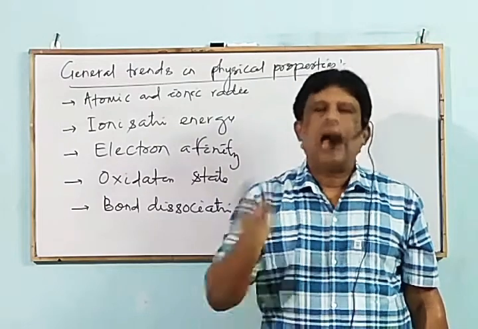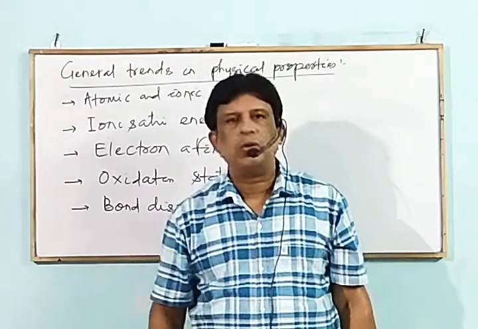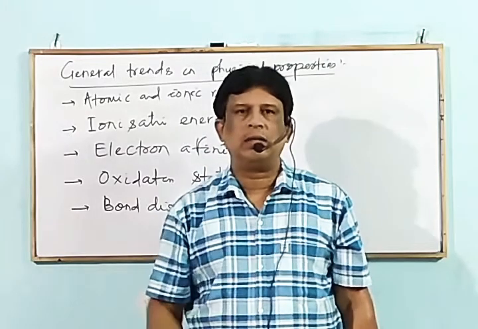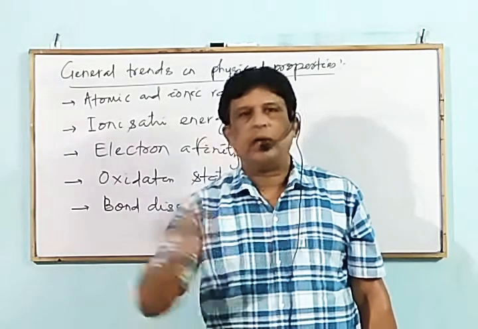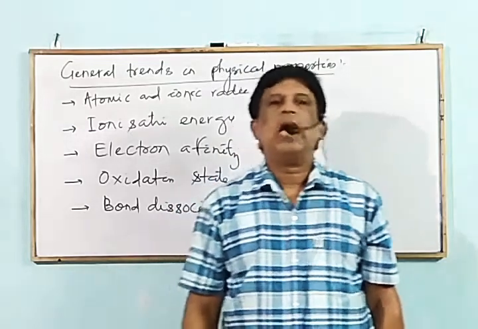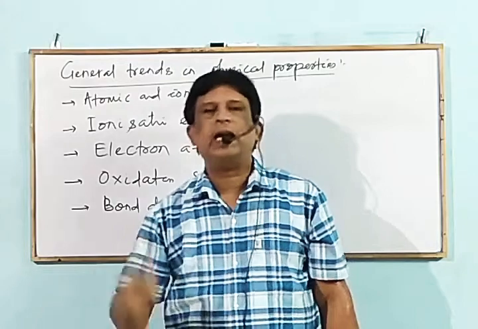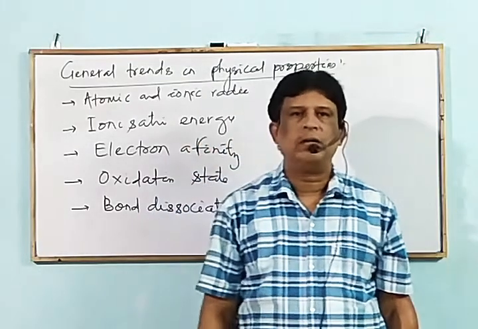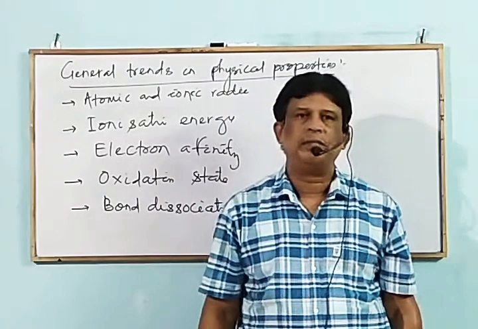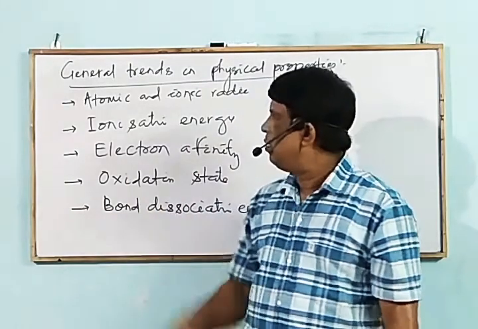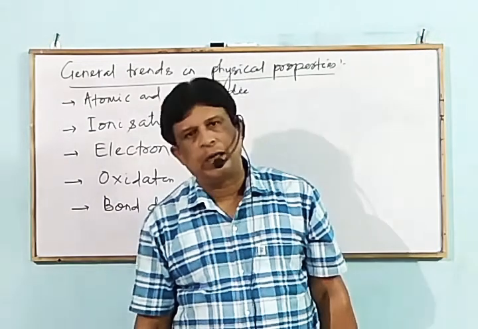I repeat again. Atomic radii gradually decrease across a period due to increase in nuclear charge. That's why in each respective period, atomic radii gradually decrease up to the group 17 element, that is chlorine, bromine, iodine and astatine. So they have the lowest value of atomic radii in the respective period.